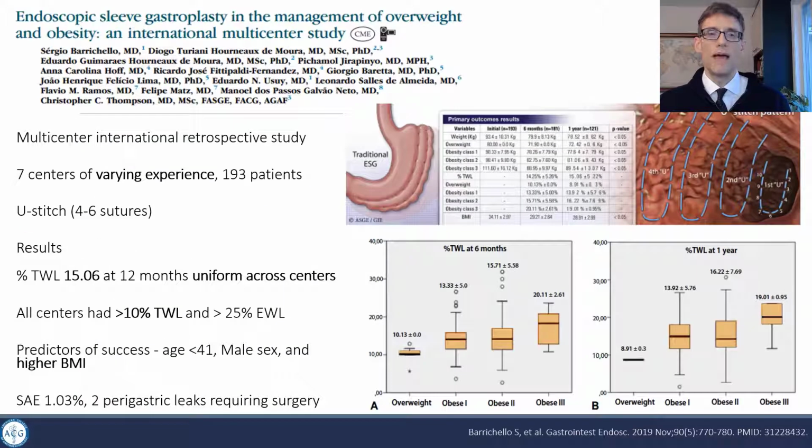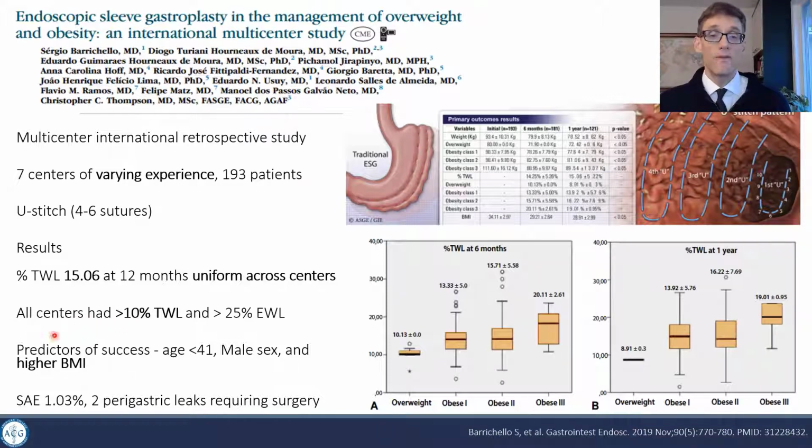Utilizing this U-stitch pattern, we participated in a multi-center international study, which included 7 centers of varying experience, many of which were very early in their learning curve, having done few procedures. And an average of 4 to 6 sutures was utilized. And you can see here the percent total weight loss was 15% at 12 months, and this was uniform across centers, showing good generalizability, with all centers having at least 10% total weight loss.